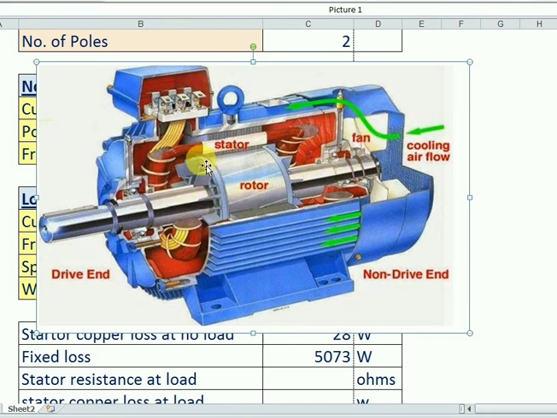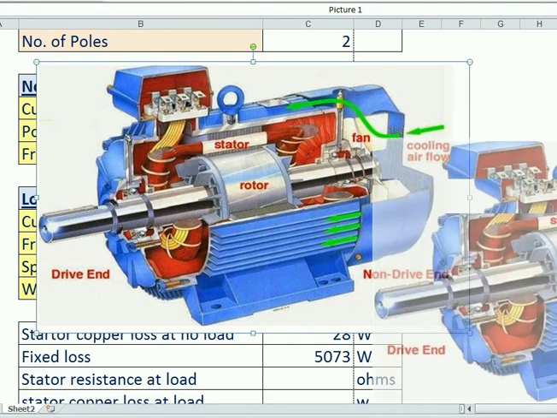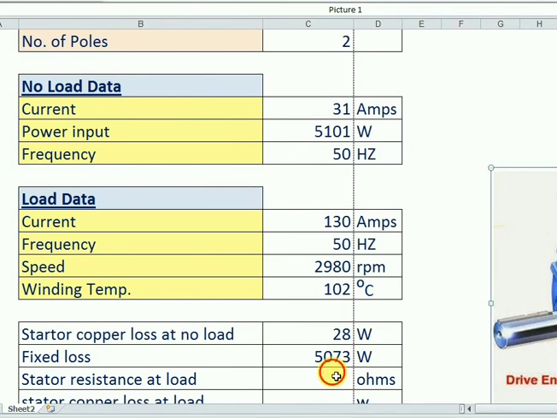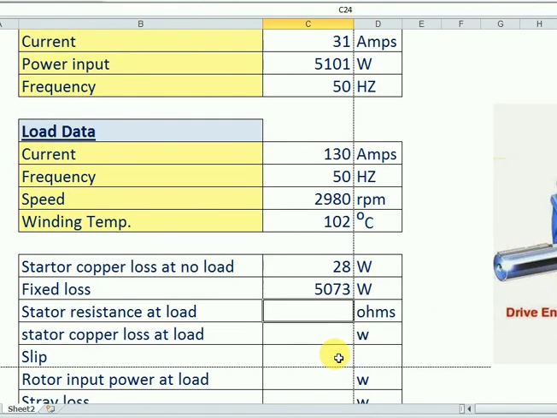We want to calculate the stator resistance, because I squared R is the formula for the power. R we want to calculate and multiply. The stator resistance at load we don't know, but we know the stator resistance at no load, that is 0.029 ohms.